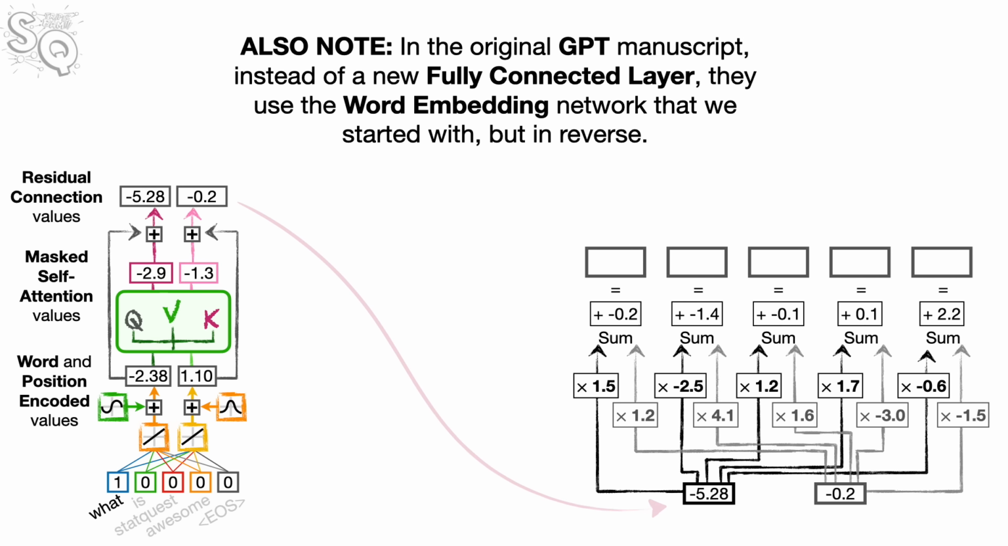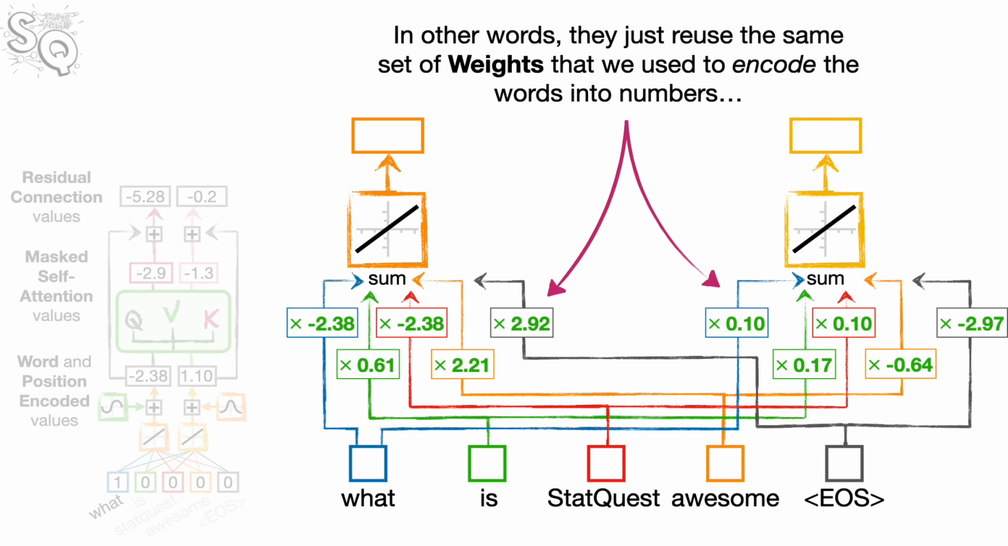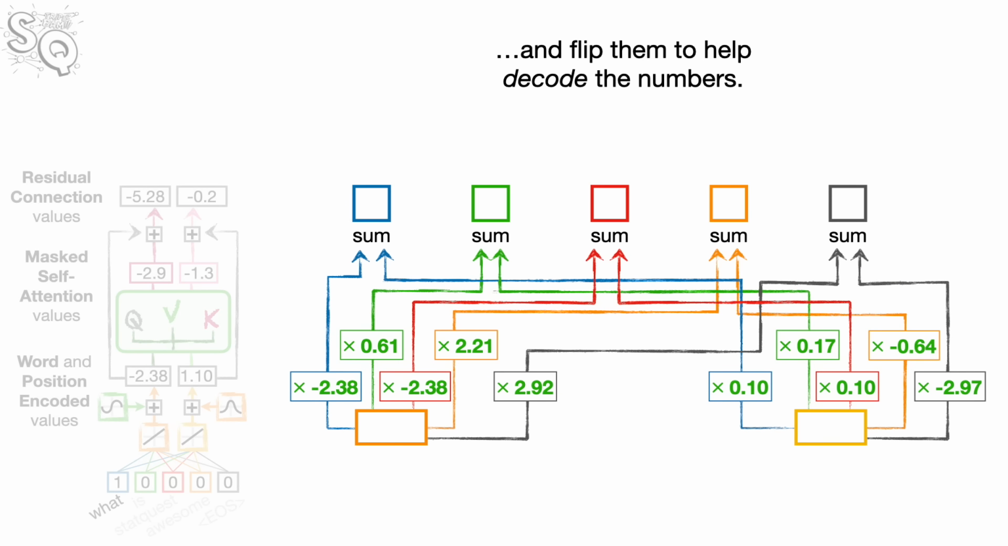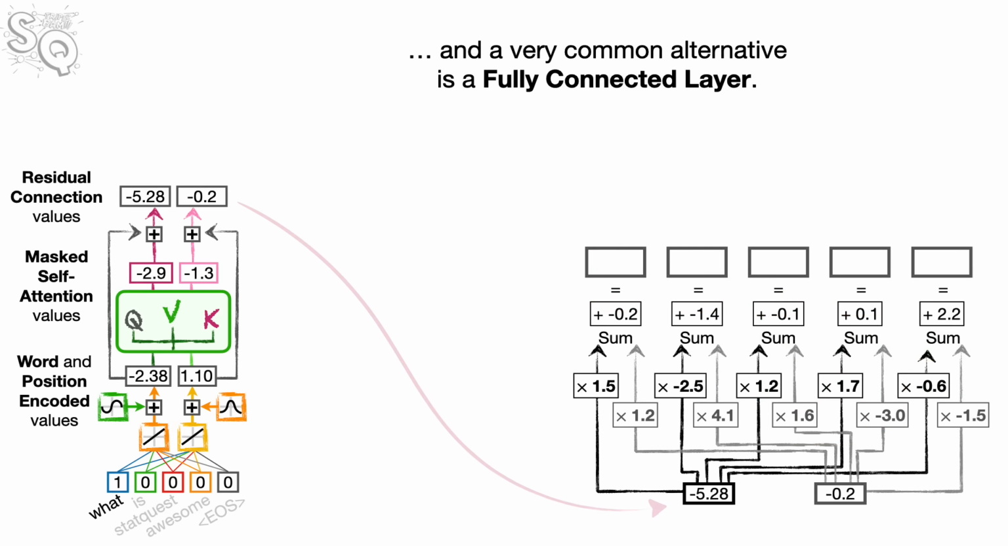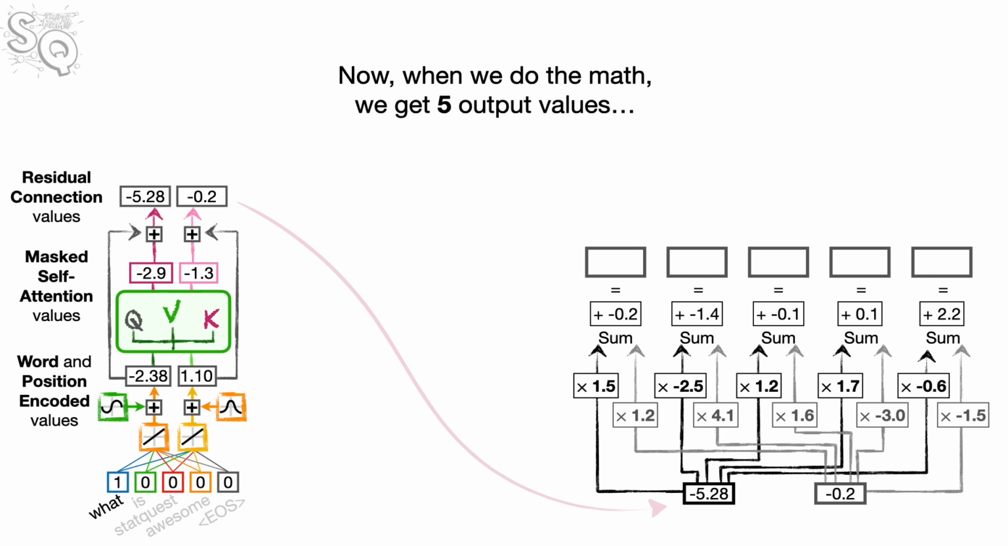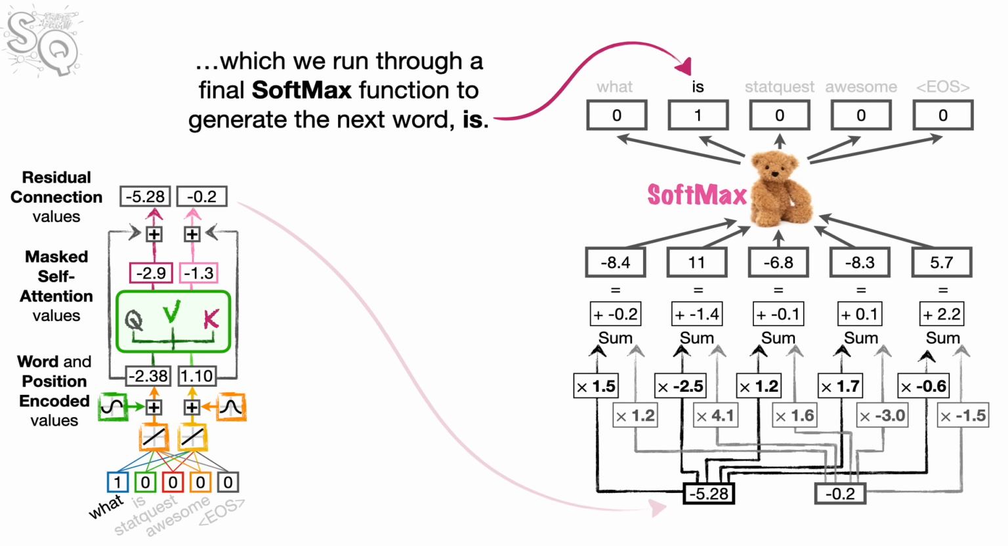Also note, in the original GPT manuscript, instead of a new fully connected layer, they used the word embedding network that we started with, but in reverse. In other words, they just reused the same set of weights that we used to encode the words into numbers, and then flipped them to help decode the numbers. However, not all decoder-only transformers do it this way, and a very common alternative is a fully connected layer. Small bam.